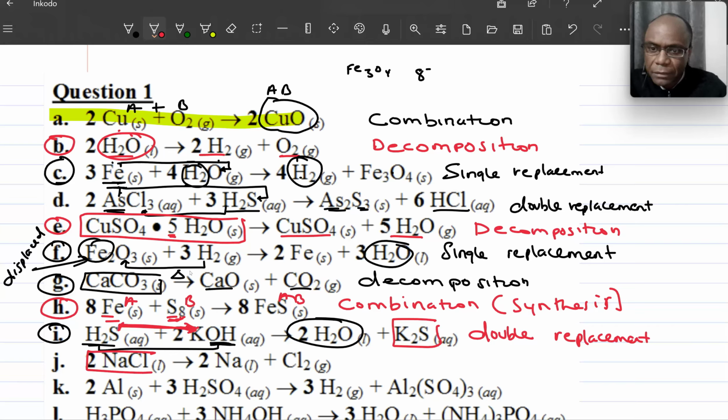Next one, I'm starting with sodium chloride to give me sodium by itself, chlorine by itself, decomposition. Starting with one substance that breaks down to two.